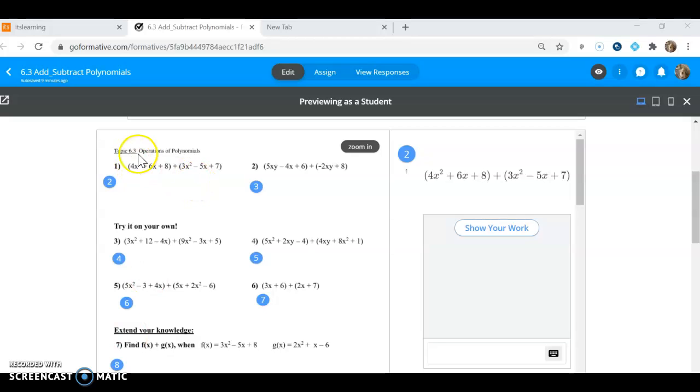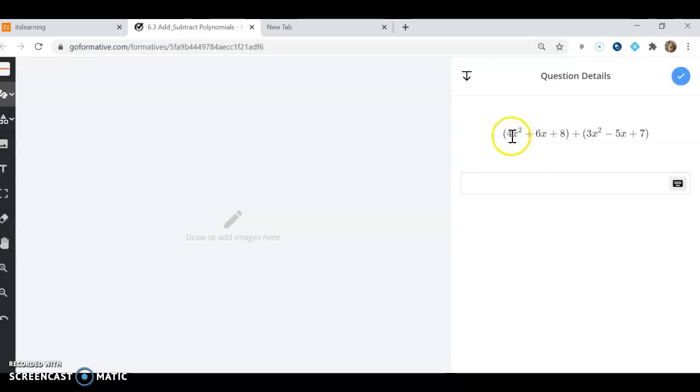Today's topic is 6.3 operations of polynomials. So let's go ahead and look at example 1, or question number 1. So we have (4x squared plus 6x plus 8) plus (3x squared minus 5x plus 7).